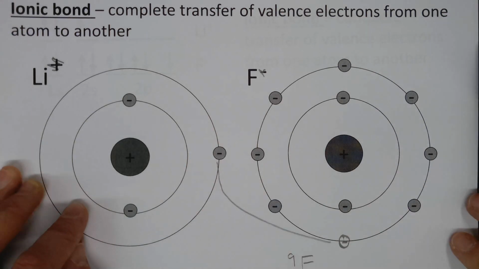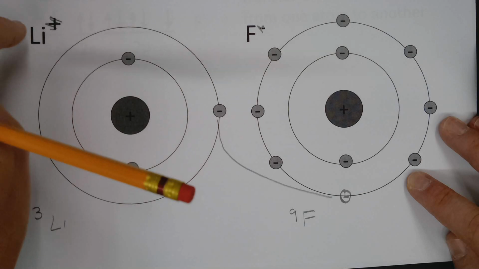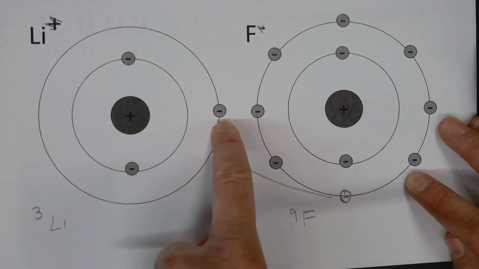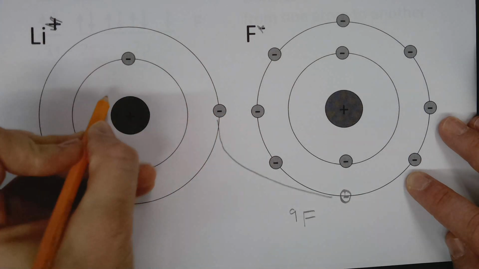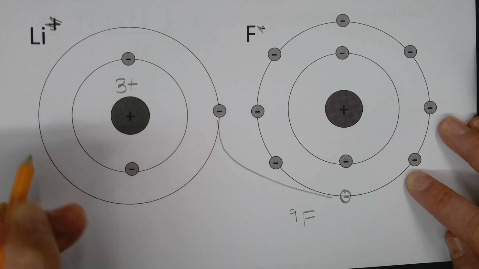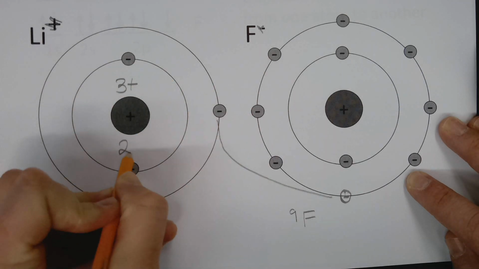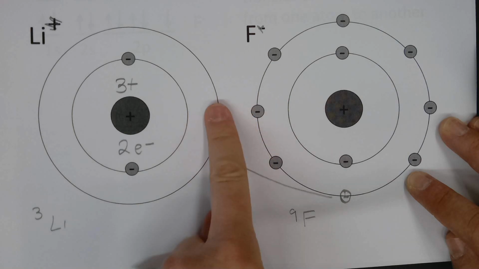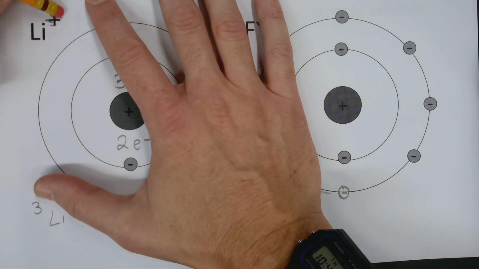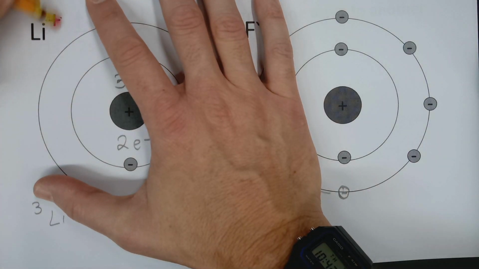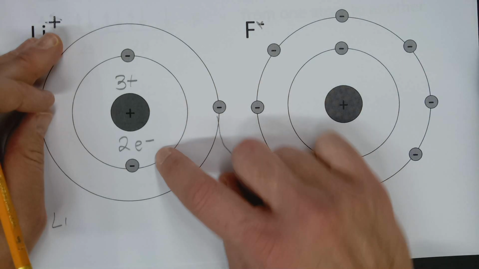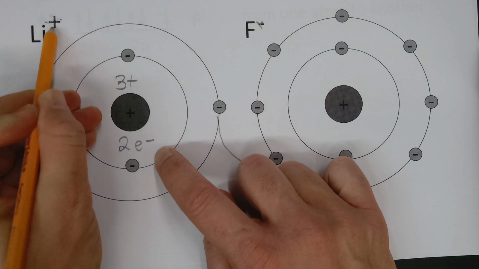Here's the result. If lithium gives away a negative charge, it has 3 protons, but after it gives this negative charge away, it only has 2 electrons. And that's where this plus comes from. Because it has more positives than negatives, it has an overall +1 charge.